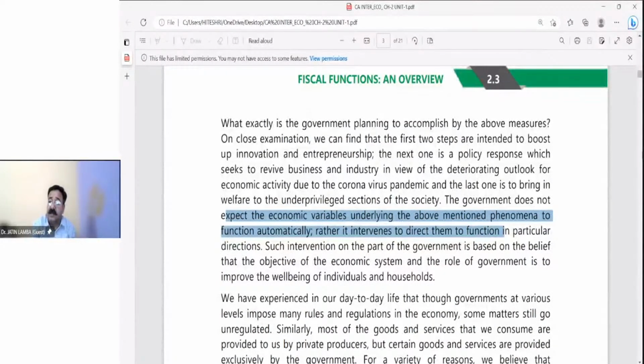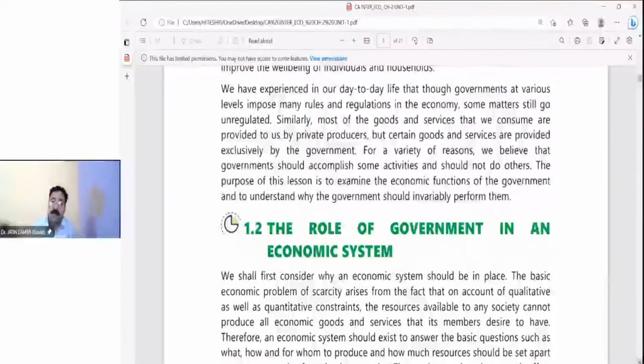And this is basically part of the fiscal policy, right? So we have experience in our day-to-day life that government at various levels imposes many rules and regulations, right? रोज नए rules आते हैं, जैसे GST was introduced by the government, है ना? Demonetization किया government ने, पुरानी currency हटा दी, and many such decisions the government takes, है ना? To regulate the economy, right?